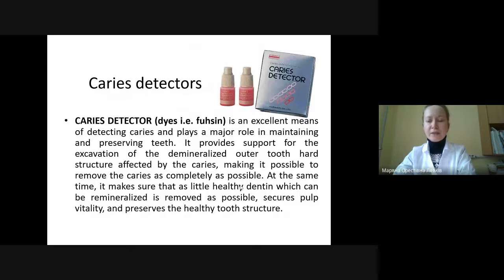Caries detectors. It is an excellent means of detecting caries and plays a major role in maintaining and preserving teeth. It provides support for the excavation of the demineralized outer tooth structure affected by the caries, making it possible to remove the caries as completely as possible. At the same time, it makes sure that as little healthy dentine which can be remineralized is removed as possible, secures pulp vitality and preserves the healthy tooth structure.